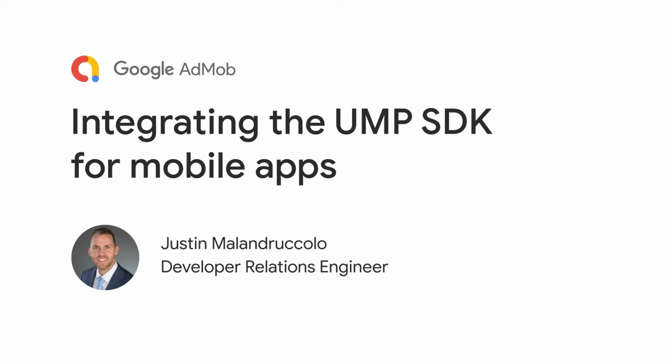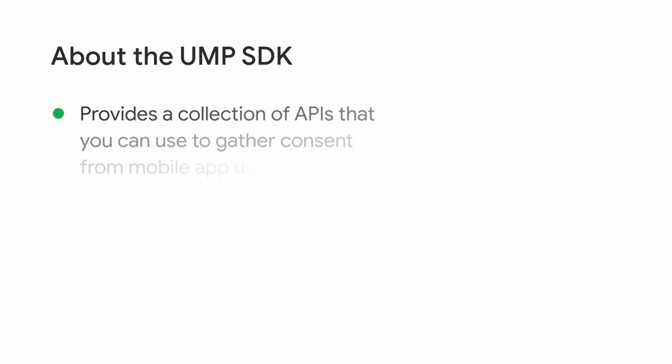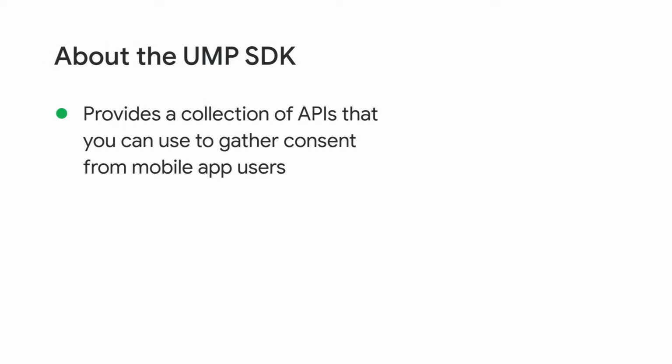My name is Justin Malandrucolo, and today I'm going to show you how to integrate the User Messaging Platform SDK, or UMP SDK, into your app on Unity. The UMP SDK provides a collection of APIs that you can use to gather consent from your users, which helps you to comply with privacy laws and regulations.